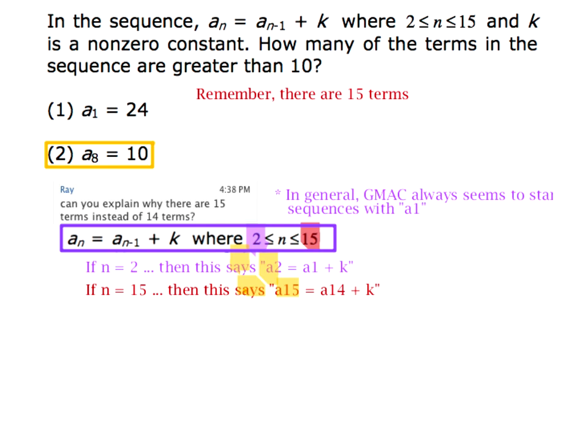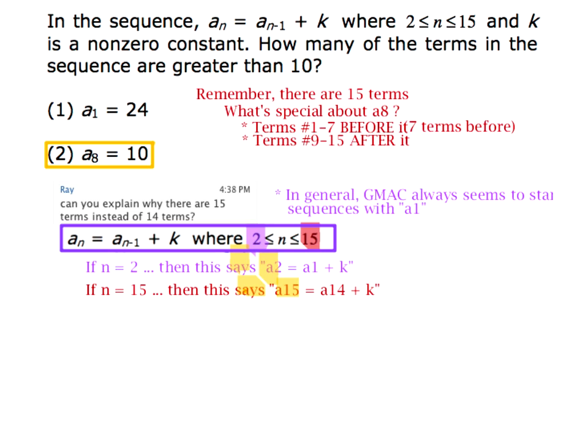What's special about A8? Well, notice that there are terms 1 through 7 before it, and then there are terms 9 through 15 after it. Terms 1 through 7, there are 7 of those. And then 9 through 15, I would just count those on my fingers: 9, 10, 11, 12, 13, 14, 15. There are 7 of those, too. So, oh, look at that. It's the middle term. That's the key fact here.